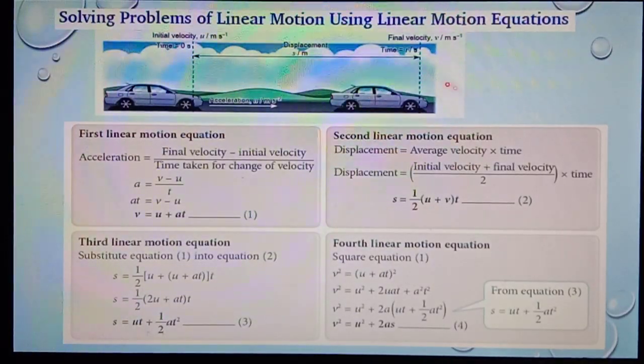Actually you can find this in your textbook. You can go through how to derive it by referring to the textbook.